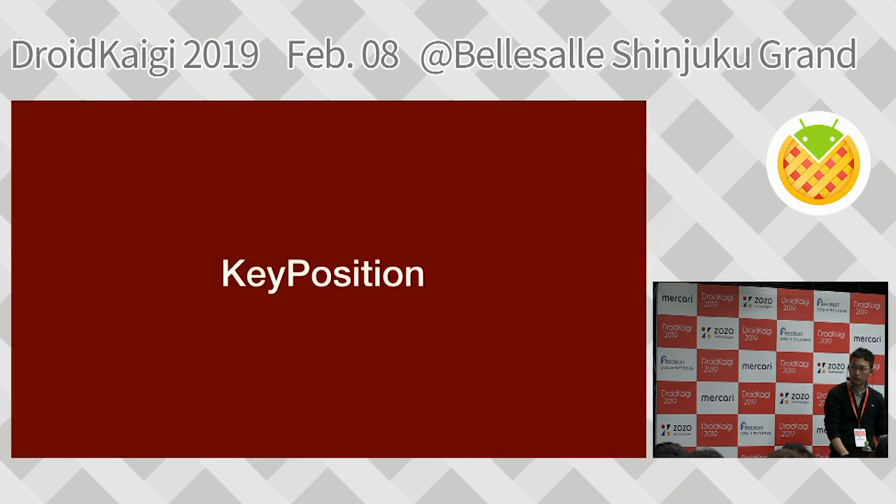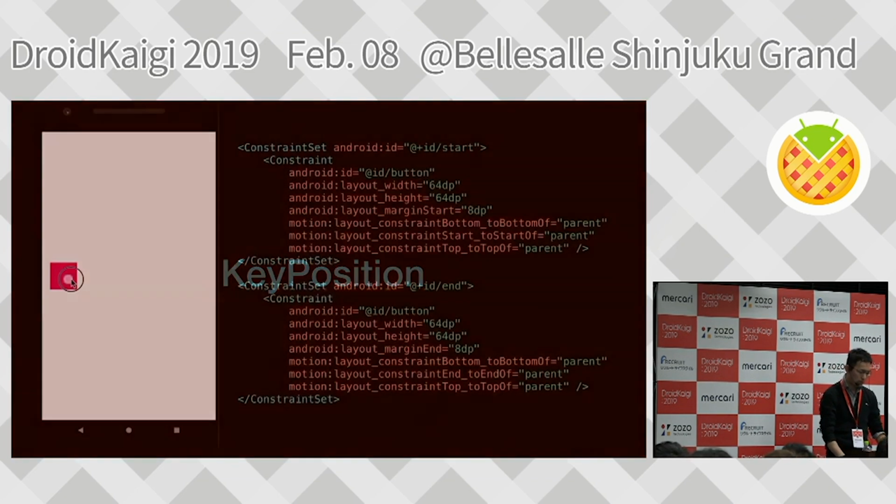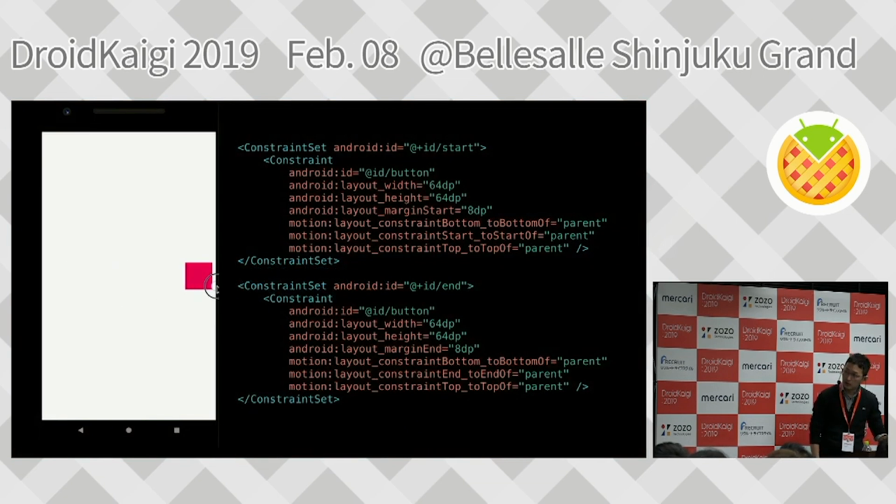Key position is an example of how you define a keyframe. So it manipulates the position of the view that is being transitioned. So let's take an example first. Consider you have a simple motion scene file which has 2 constraint sets. The resulting animation looks like the video, just like the view is moving between the 2 states.